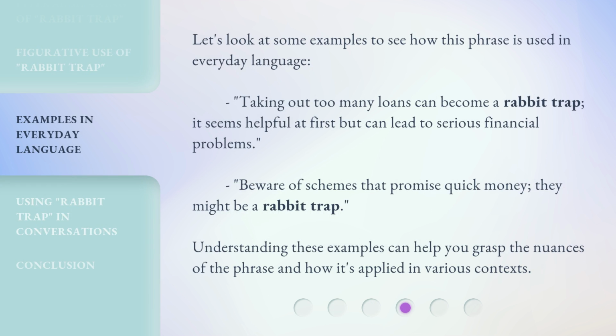Let's look at some examples to see how this phrase is used in everyday language. Taking out too many loans can become a rabbit trap. It seems helpful at first but can lead to serious financial problems. Beware of schemes that promise quick money. They might be a rabbit trap. Understanding these examples can help you grasp the nuances of the phrase and how it's applied in various contexts.